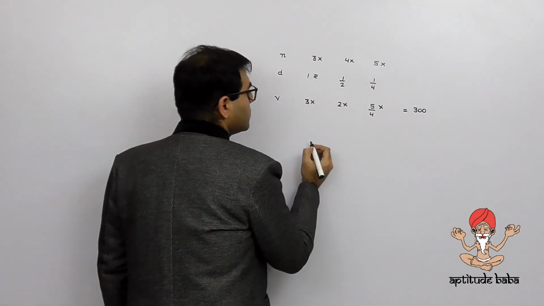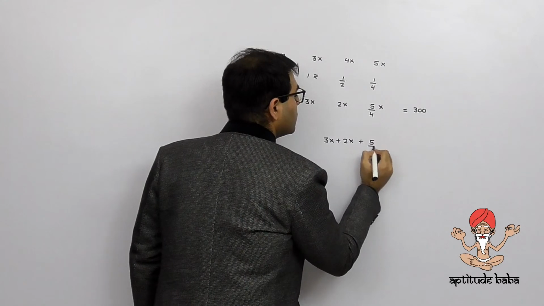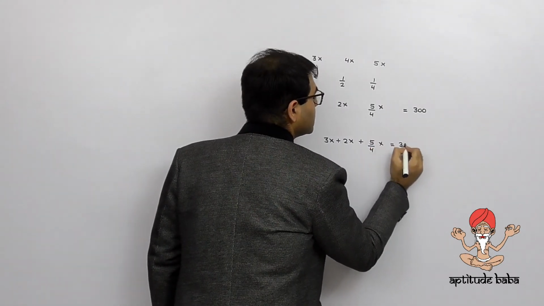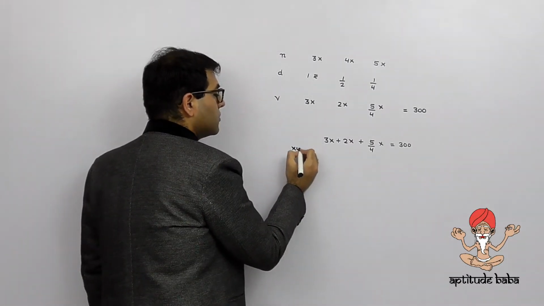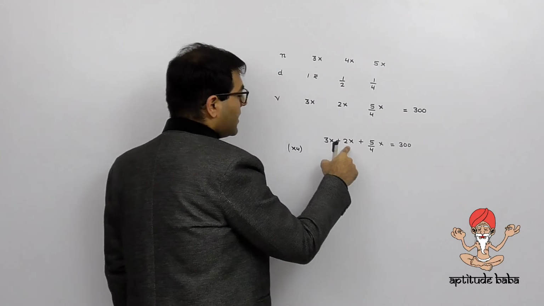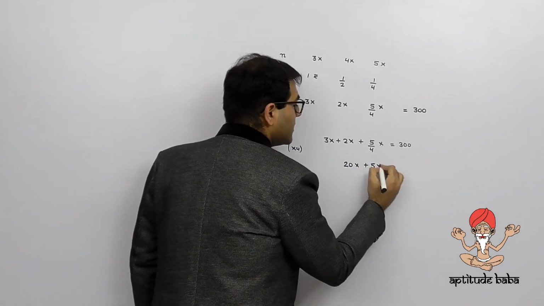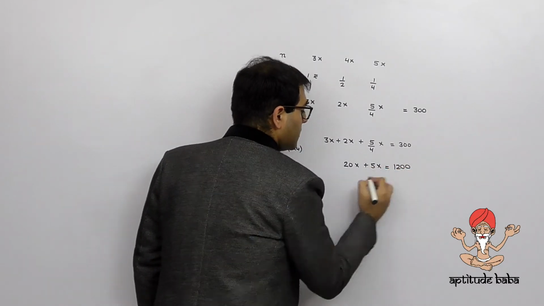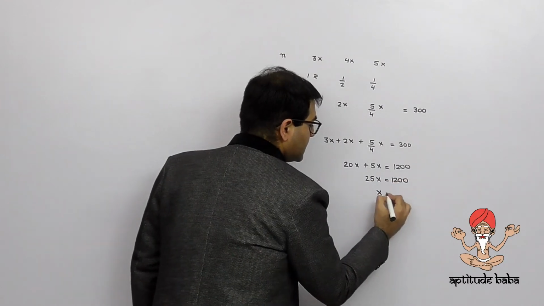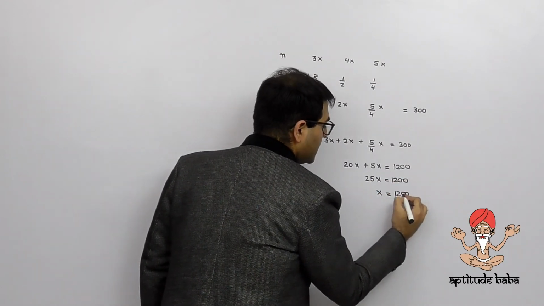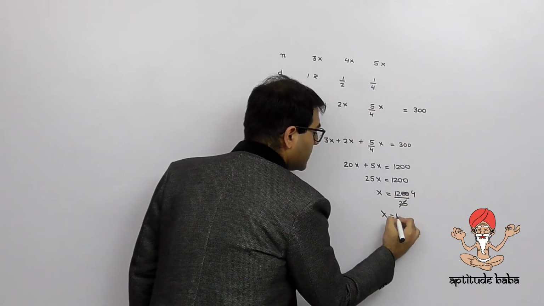Let's make this equation and solve it. 3x plus 2x plus 5 by 4 of x is equal to 300. How to simplify this equation? Multiply throughout with 4. So what do I get here? By the way, 3 plus 2 was 5x. So 5x into 4 gets you 20x. So 20x plus 5x is equal to 1200. Now 25x is equal to 1200. Therefore x ends up becoming 1200 by 25. Cancelling with 25, this 4 comes, so the value of x I get is 48.